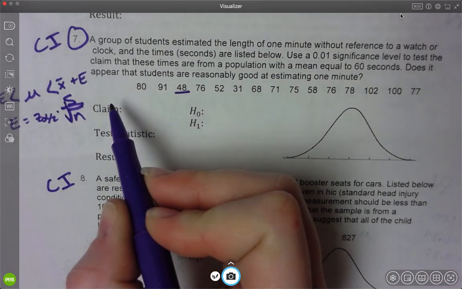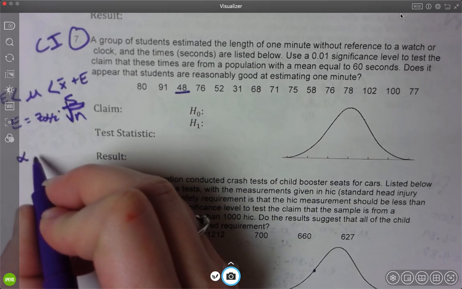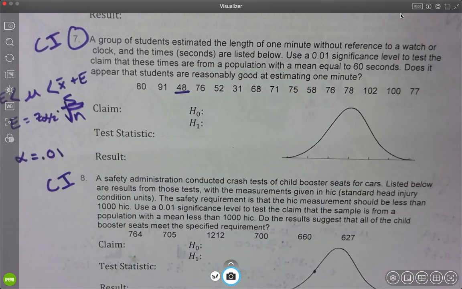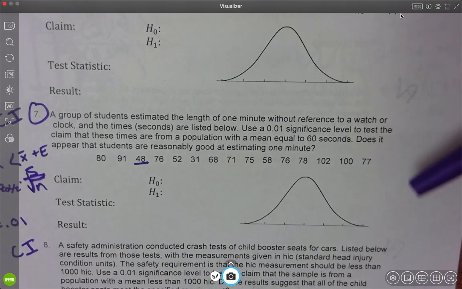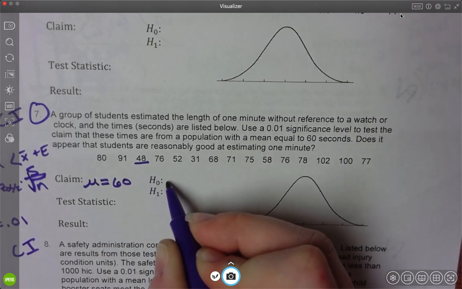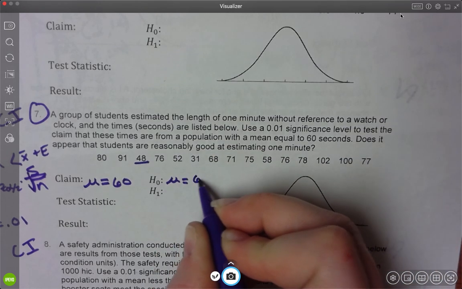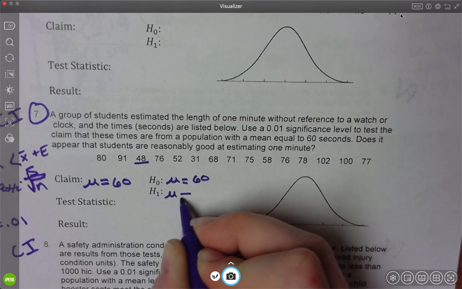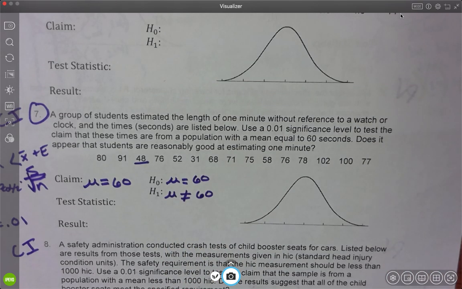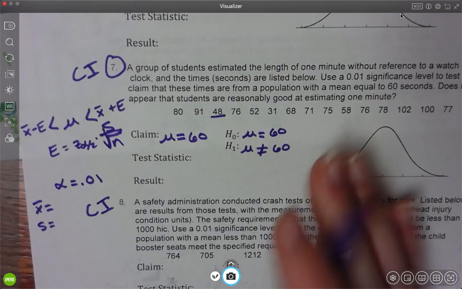All right, so we're going to use a significance level, I'll write that down over here, of 0.01 to test the claim that these times are from a population with a mean equal to 60 seconds. So we're going to say that each one of these guys has an average pretty close to 60 seconds. We really don't know what the average is exactly. We really don't know the standard deviation, and then we need to know what n is.